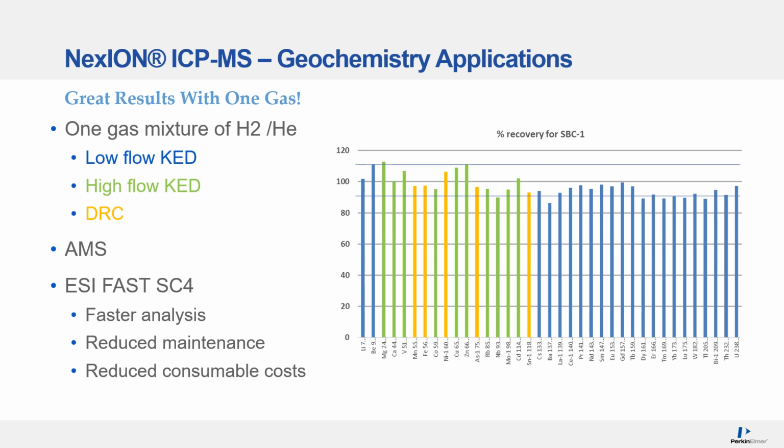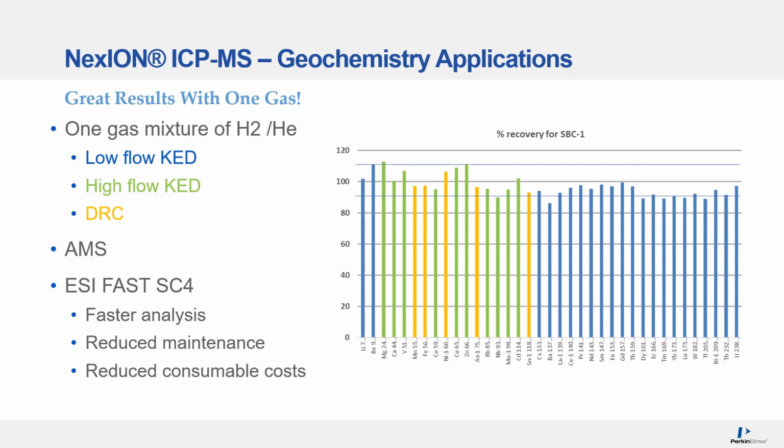Here's another example of the NexION ICP-MS using a single gas to great effect. Again, in this case, we're using a gas mixture of helium and hydrogen, and we're showing you the recoveries of standard reference material SBC1. In this case, the majority of elements were recovered at 90 to 100% of the certified reference, and all elements were recovered at 80 to 100%.